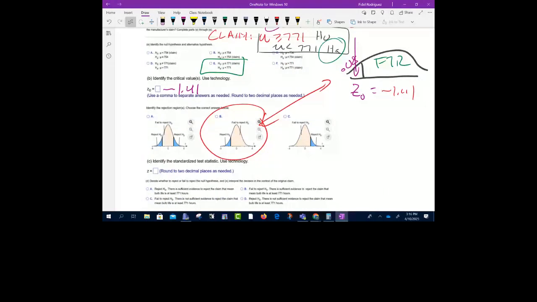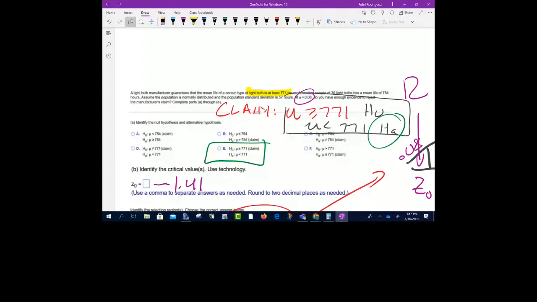Oh, man, we got to find some things first before we can do that. Okay. Let's see if we can figure some things out here, y'all. Okay, we already know that mu is 771. We got to find N. We got to find X bar. We got to find sigma.